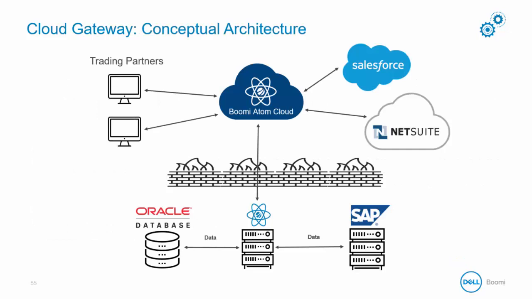So this illustration shows the cloud gateway. All inbound traffic from external sources is sent to the public Atom cloud and then forwarded to local runtime via web services over a single trusted connection. Outbound traffic may also be sent from the local runtime to the Atom cloud for routing to external endpoints.